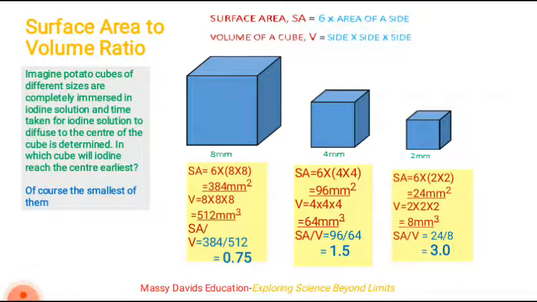So let's go ahead and calculate the surface area to volume ratio. Just like I said, if you get 6 times the area of one face, then you get the surface area. Volume is simply side times side times side. So if we divide the surface area by the volume for each tube, we get those values which are down there: 0.75 for the biggest tube, 1.5 for the middle tube, and 3.0 for the smallest tube.